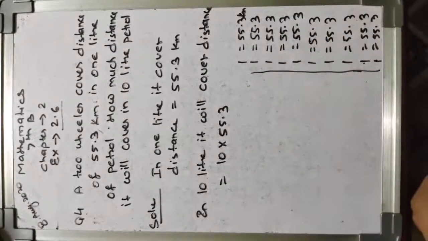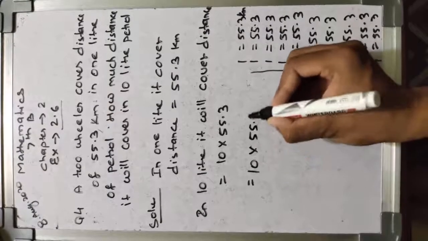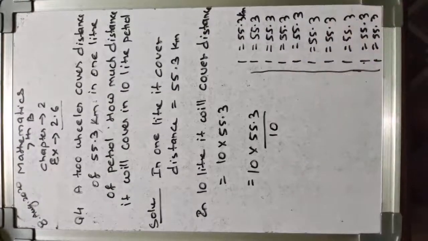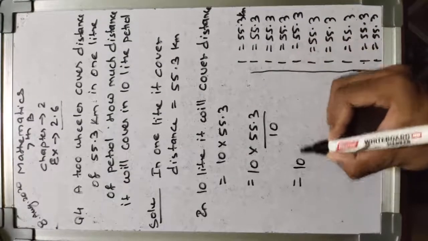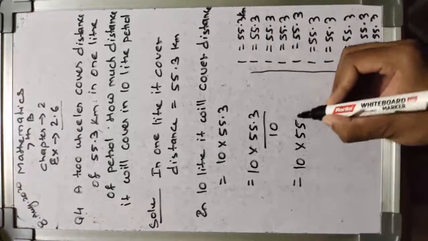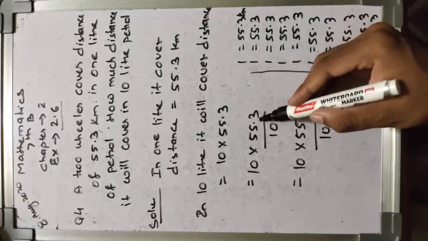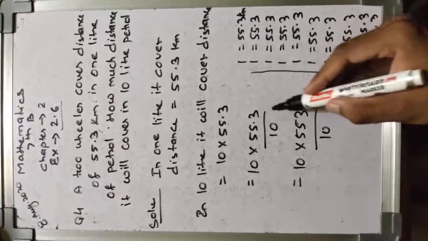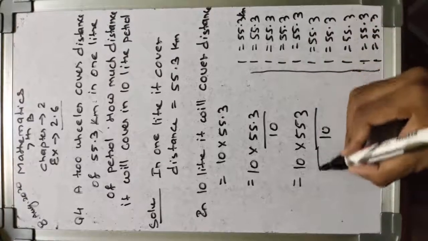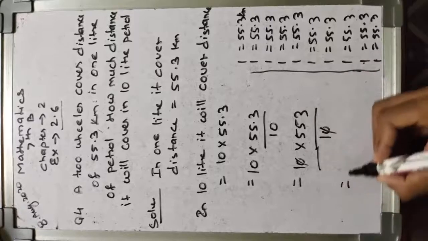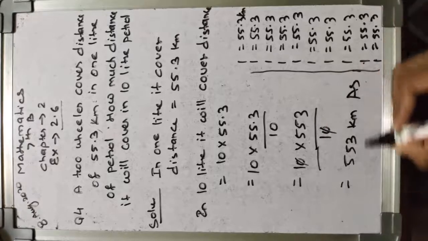Now how to solve this? 10 into 55.3 divided by 10. Okay, so when you divide it by 10, this 55.3 will become 553 divided by 10, because there is a single digit after the decimal, so we will put only 1 zero in the denominator. Now these two zeros get cancelled and we will get our answer, 553 kilometers. This is your answer.